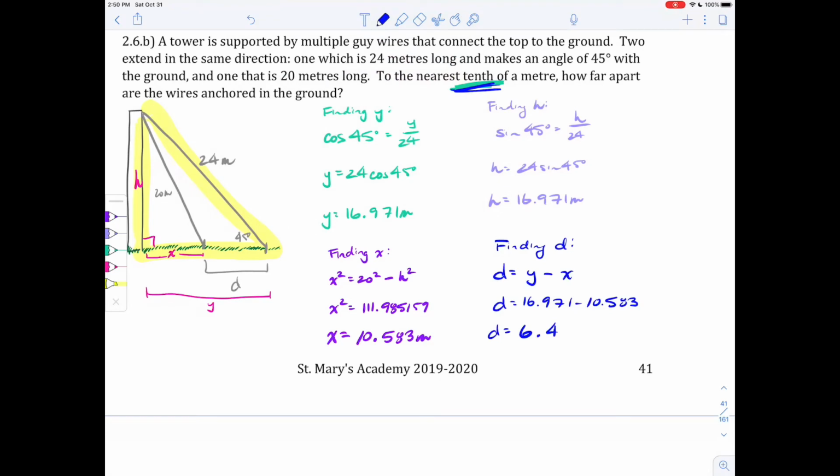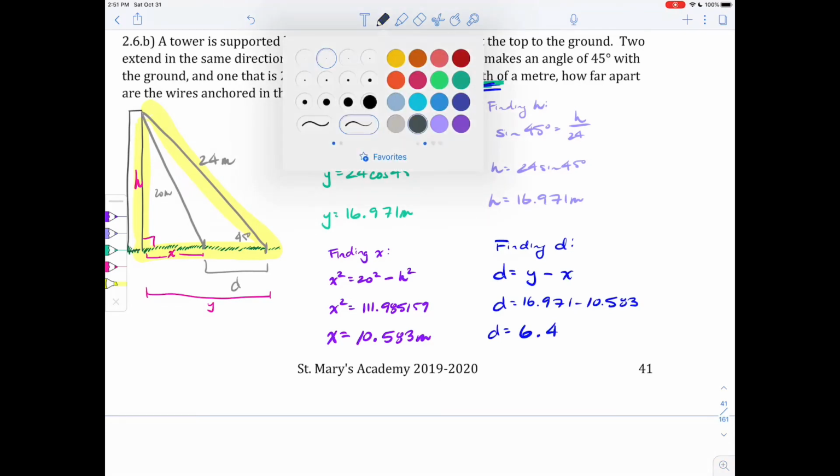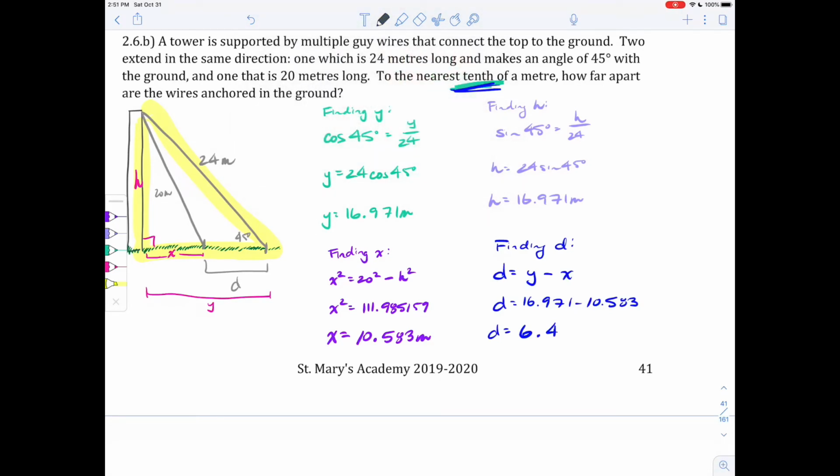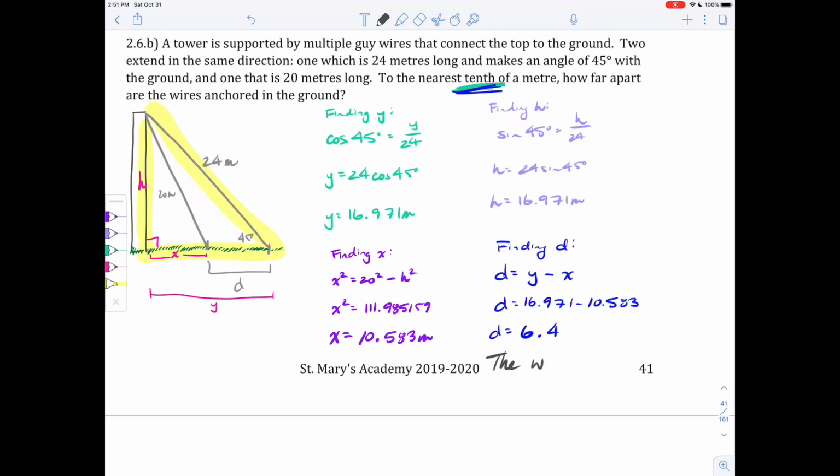We'll have to state where the y's are anchored. Anchored about 6.4 meters apart. That was a doozy, but this one is G-O-N-E done.